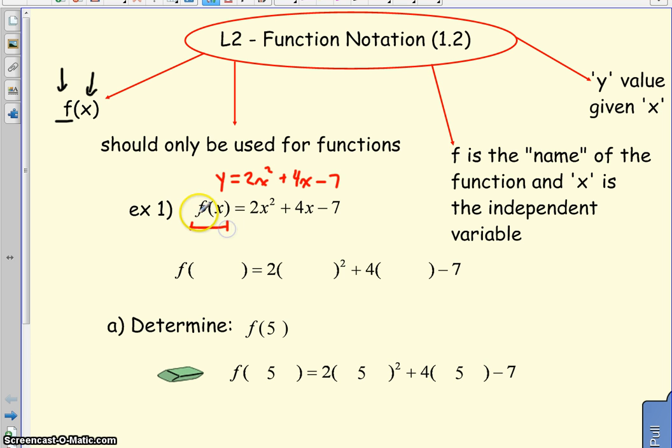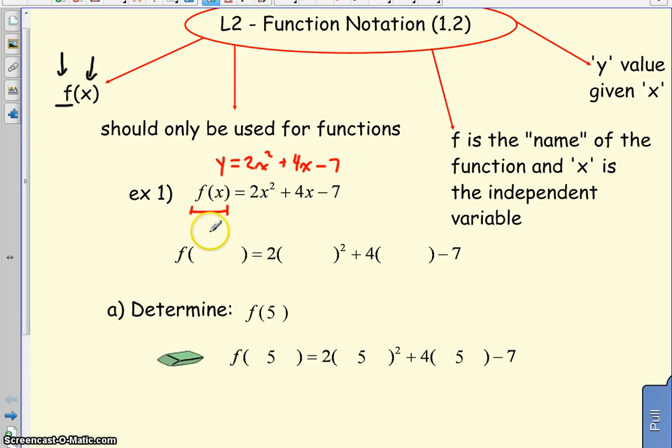This does not mean f times x, or that you're dividing by x to solve for f. There's nothing like that. This is strictly the notation that we use to indicate this is a function where the independent variable is x. So what this means is that the input, the independent variable, is x, and we can replace that input with absolutely anything. And we've done that before, right? We've subbed x values into equations to find the y values that go with them.